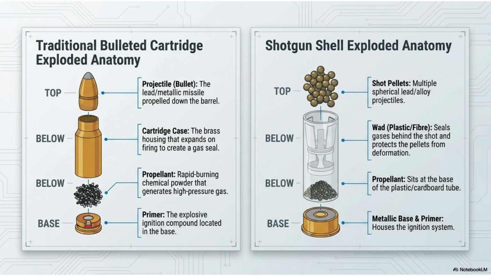The anatomy of ammunition differs between traditional bullets and shotgun shells. Key components include the projectile, cartridge case, propellant, and primer. Shotgun shells also include shot pellets and a wad.